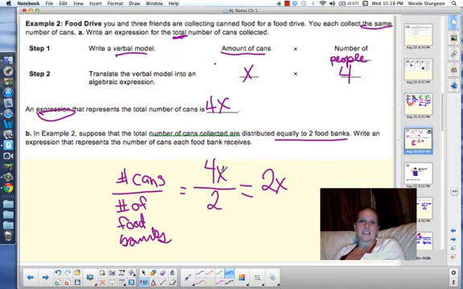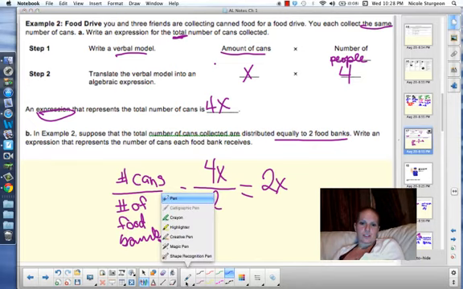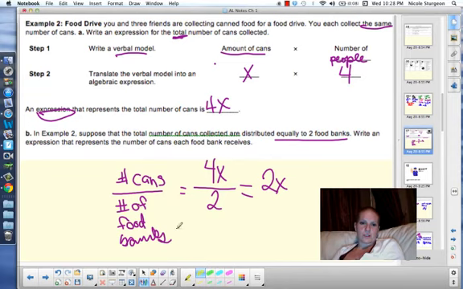Number 17. We're doing a food drive. You and 3 friends are collecting canned food for a food drive. You each collect the same number of cans. Write an expression for the total number of cans collected. Remember, this is you and 3 friends. You're all collecting the same number. Write an expression for the total number of cans collected.